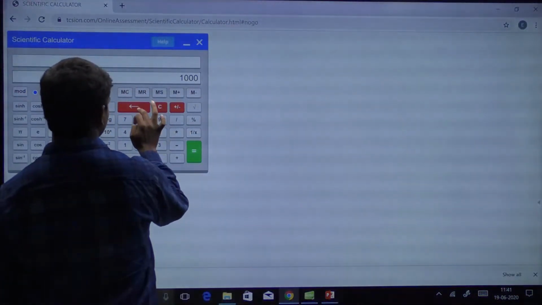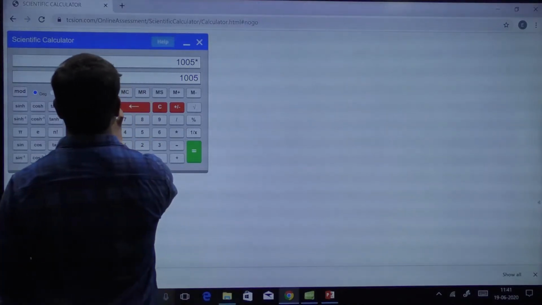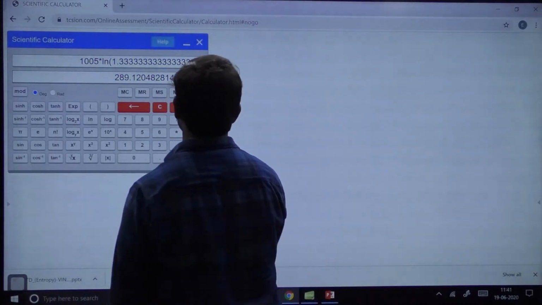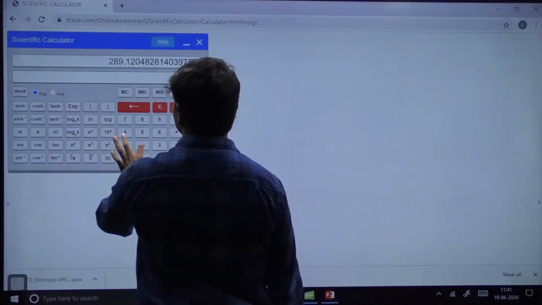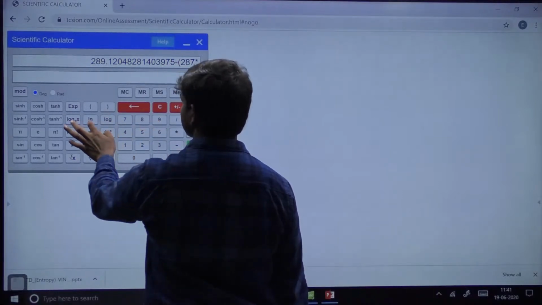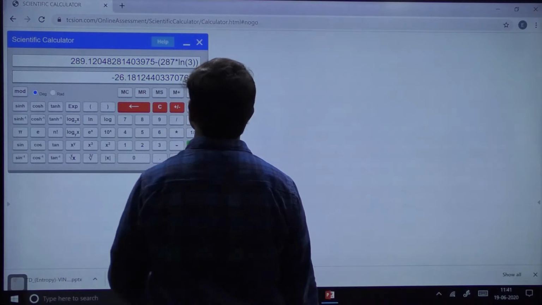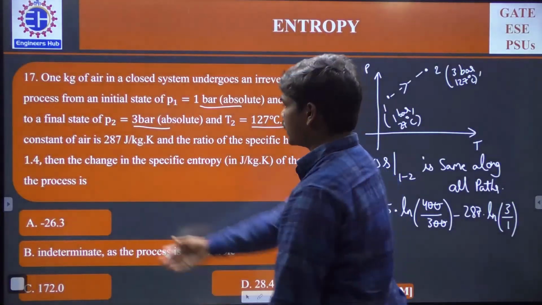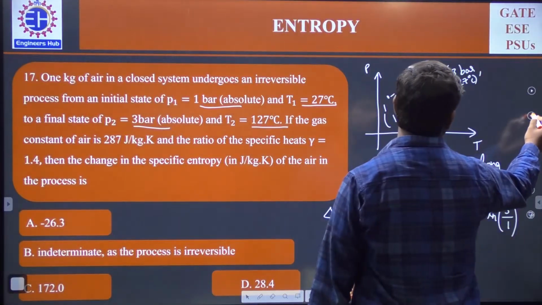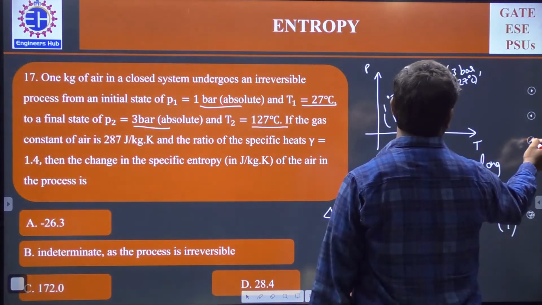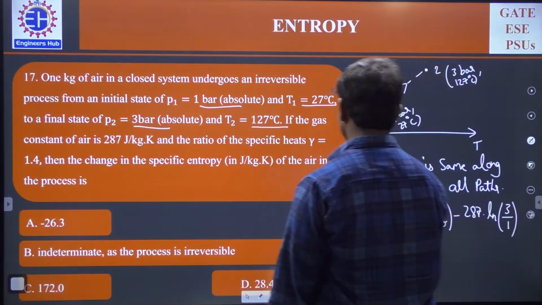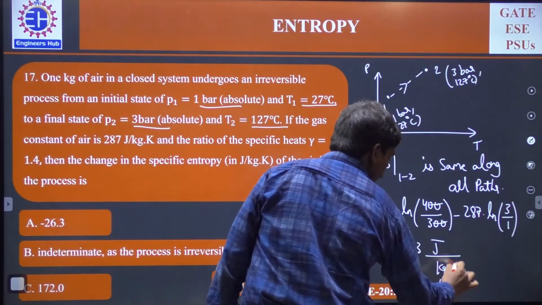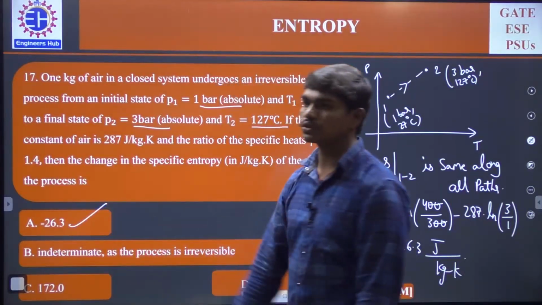So 1005 into ln 4 by 3, this is what we have, minus 287 into ln 3, which gives minus 26.18. So let us see the values. If you see, minus 26.3 is close to that. So we'll go for minus 26.3 joule per kg Kelvin, which is close to this. So we'll go for option A.